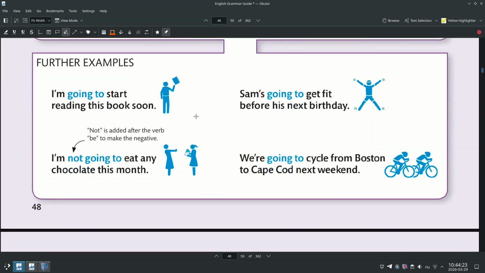Further examples. I'm going to start reading this book soon. I'm not going to eat any chocolate this month. You just add not to make a negative sentence. Sam's going to get fit before his next birthday. We are going to cycle from Boston to Cape Cod next weekend.